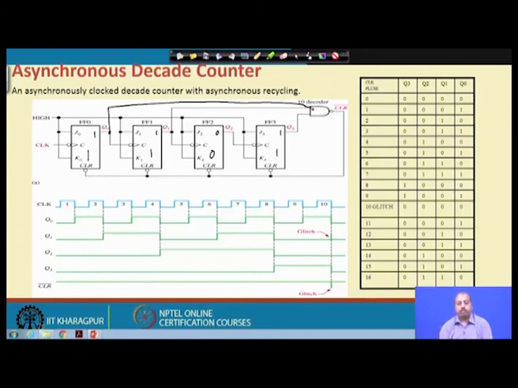Then when the count value becomes 1011, this clear value will come and it will reset the counter. That way you can very easily decide this resetting value. Depending upon the mod value that you have, you can decide whenever that particular count is reached, you stop at that point and you can get this decade counter or whatever be the mod value. Accordingly you can decide the counter.